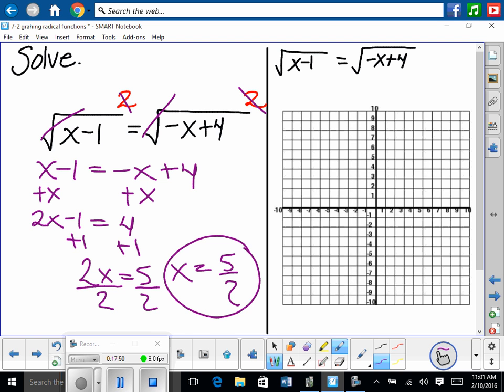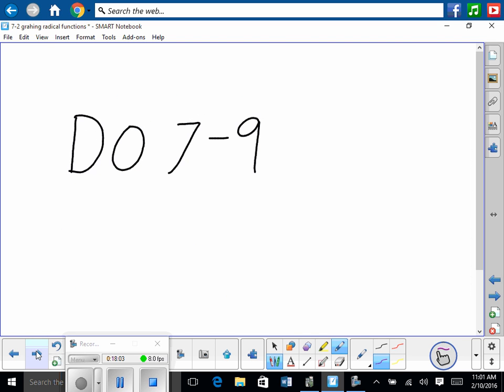Now, if you were to solve this one by graphing, you would have graphed them, you would have seen where they intersect, it would have gave you a decimal, which is great. You change it back to a fraction, and you'd be at the same spot. Does that make sense, everybody? Okay. So do these problems, 7 through 9.